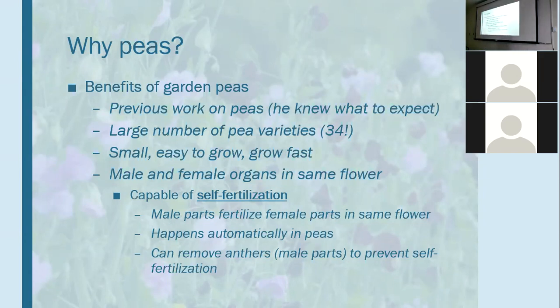There are a lot of pea varieties, 34 different kinds of pea plants he had access to. They're small, they're easy to grow, they grow fast, and you have male and female parts in the same flower, which allows you to do a lot of manipulations. It's easy to let them self-pollinate. You can remove parts from one to make sure that it doesn't self-pollinate, make sure it breeds with some other plant, right? You can do weird things with plants that you can't do with other organisms, right? So they're just a handy thing to work on.